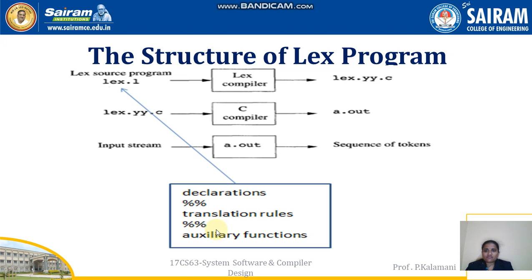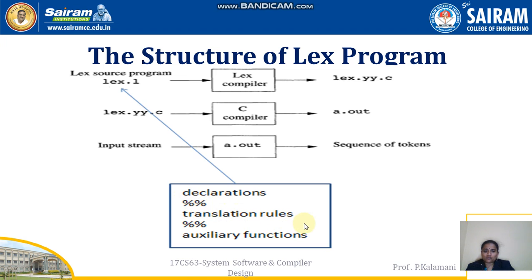In the last class, we have seen the structure of a Lex program. The structure of a Lex program contains the declaration part. Then after declaration, we'll have the translation rules part. Then auxiliary functions. In the declaration part, we have to give all the declarations, any variable which needs to be declared, and header file inclusion. That should be given within percentage opening bracket and percentage closing bracket. And then the translation rules part starts with percentage.